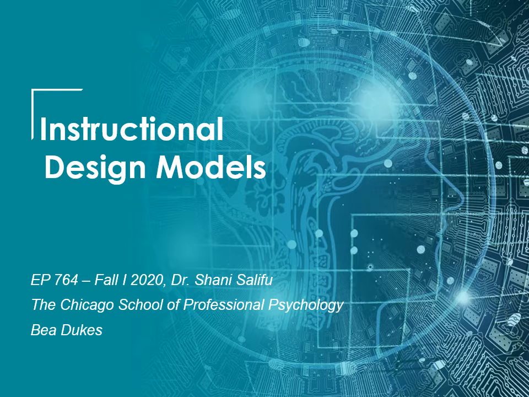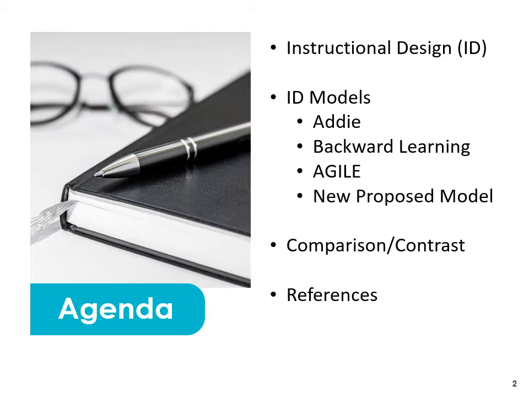Today we're going to talk about instructional design models. We'll first cover an overview of ID, then we'll talk about three selected ID models. First, the ADDIE model. Second, backward learning. Third, the Agile model. And last, we'll talk about a newly proposed model. We'll compare and contrast some of the strengths and weaknesses, and then we'll stop at the references in case anyone has any questions.